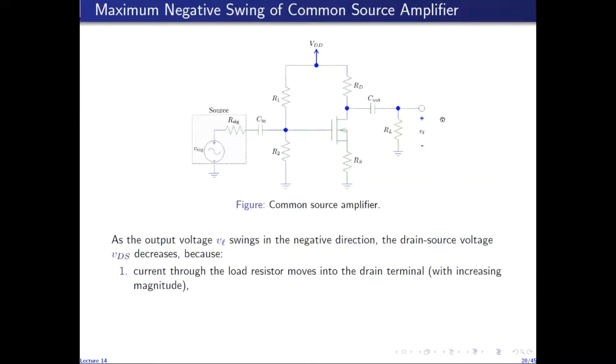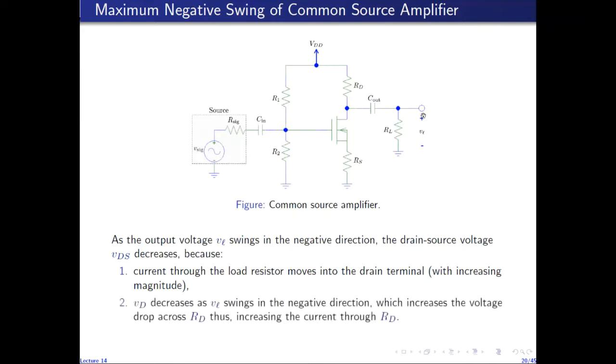As VL increases in the negative direction, the current through RL flows upwards, because VL is negative now and is increasing. So the current through RL, denoted by I subscript RL, flows upwards with increasing magnitude and into the drain.